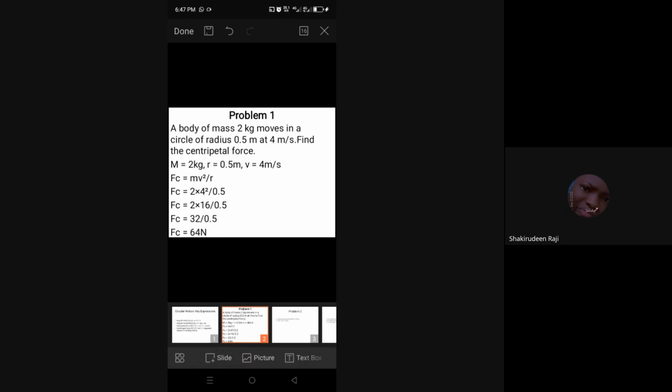You must not forget the square. Don't just write 4. No, that square is part of the formula. It's supposed to affect that velocity. So 2 times 4 square divided by radius. Radius is 0.5 in the question. So the rest is just calculations, mathematics. 2 times 4 square is 16. 2 times 16 is 32. 32 divided by 0.5 will give you 64 Newton.